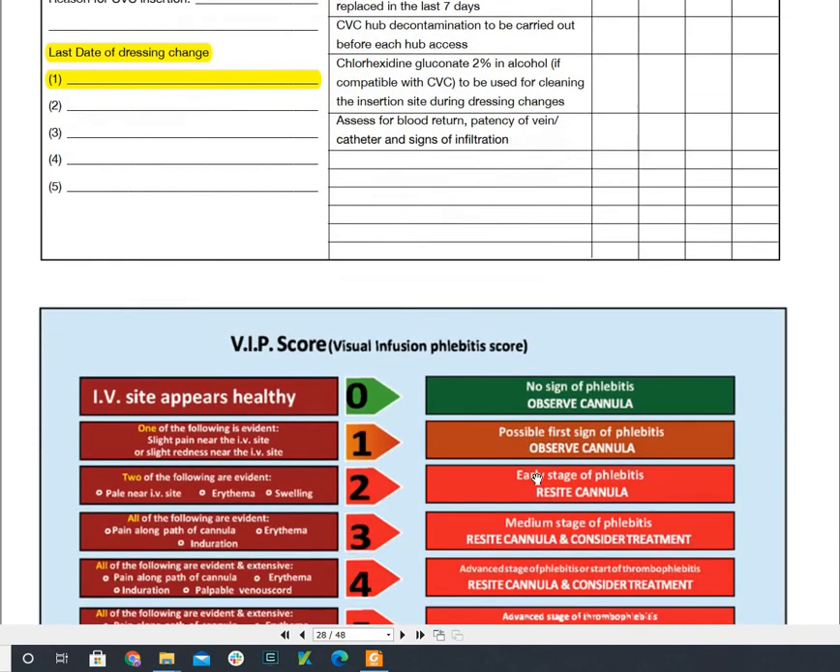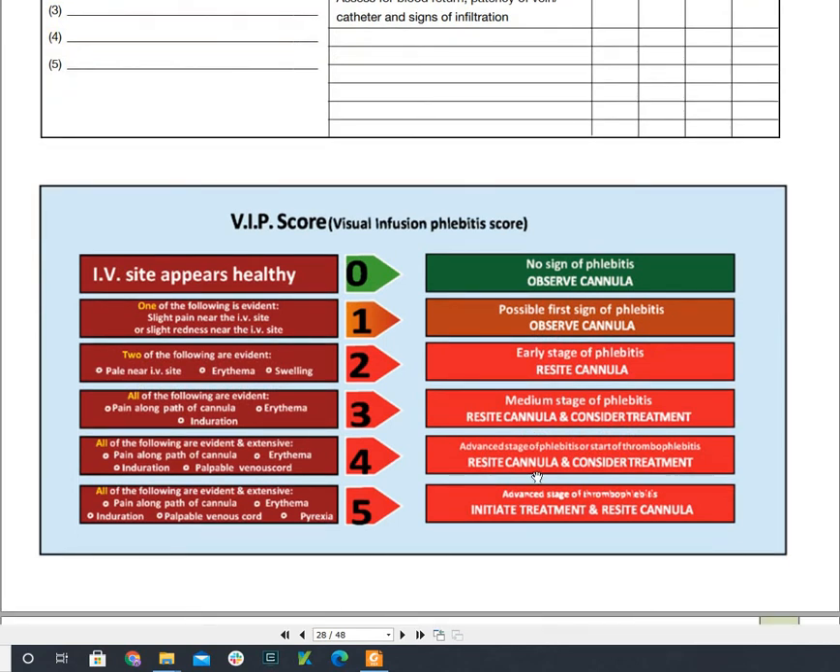So this is the VIP score. This is what we use to assess our cannula sites, and there is space on the daily evaluation to document the VIP score on every shift. So we'll go to the left here. If the IV site appears healthy when we look at it, then we're documenting a score of 0, and that means that there's no sign of phlebitis, but we need to observe the cannula. If one of the following is evident, slight pain near the IV site or slight redness near the IV site, then we document a score of 1. That indicates possible first sign of phlebitis, observe cannula.